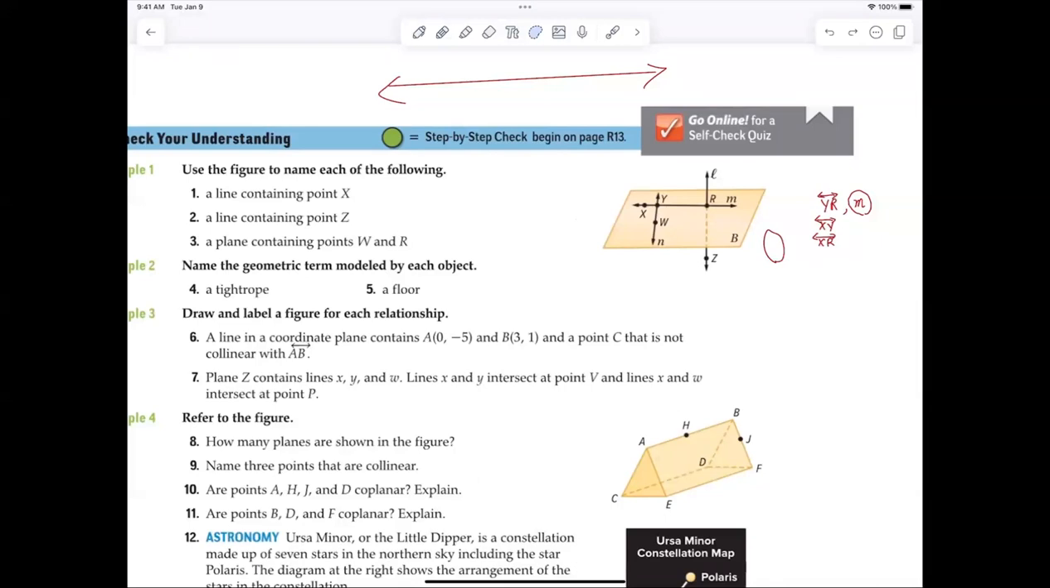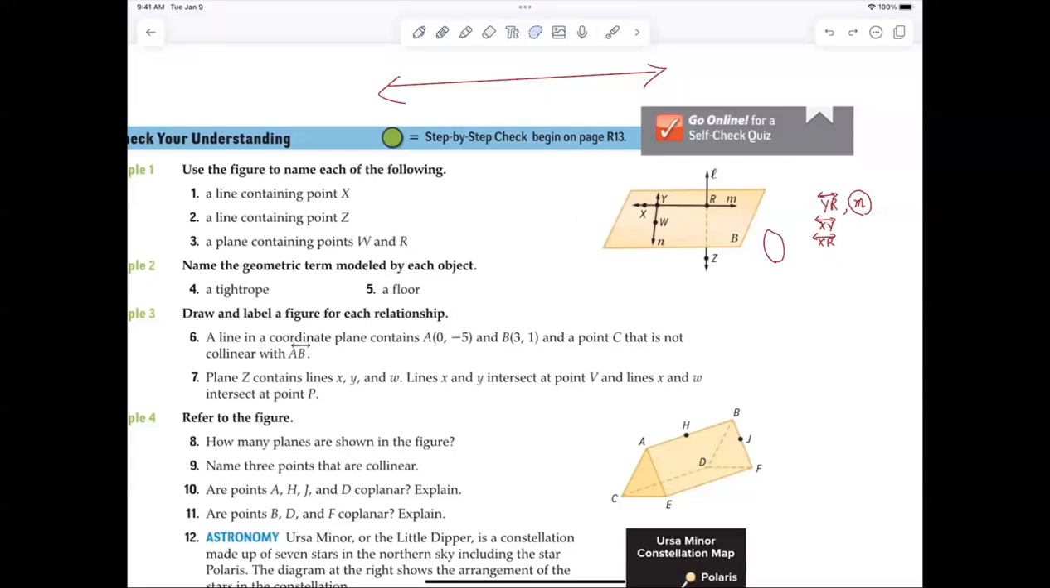So for the answer for number 3, WR and what else? Y, WR and X. Am I allowed to use the lowercase letters? No. Why not? Because there's the line itself. That's the line itself. Thank you very much. The lowercase italicized letters define the line.